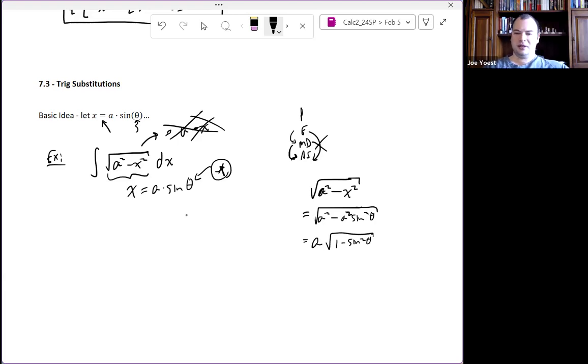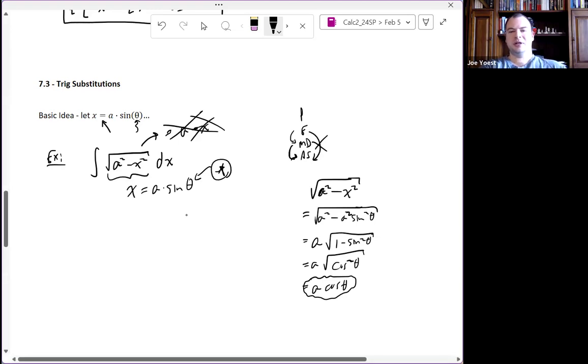1 minus sine squared theta is cos squared theta. And square root of cos squared theta is cos theta. Let's assume we're operating in an area where cos theta is positive, so the square root of cos squared theta is just cos theta, and we don't have to worry about whether it's absolute value of cos theta or something like that. This is a heck of a lot easier to integrate. It's a heck of a lot nicer of an integrand than this square root up here.